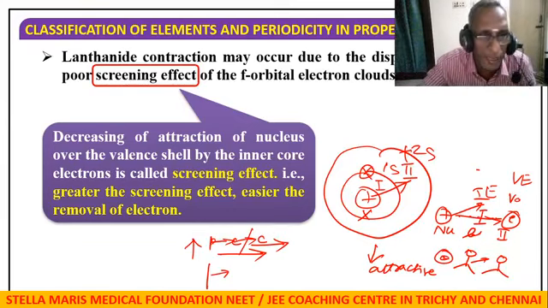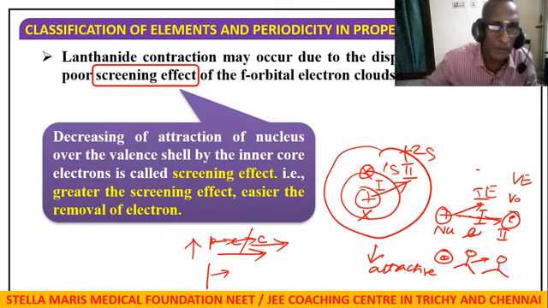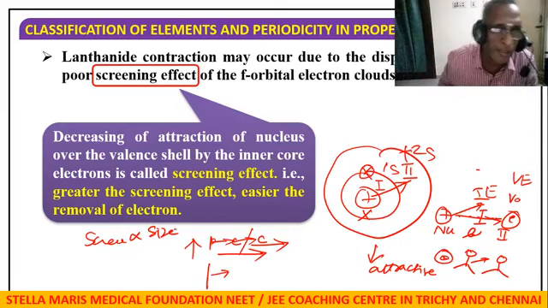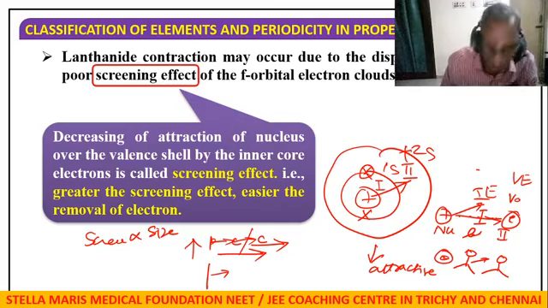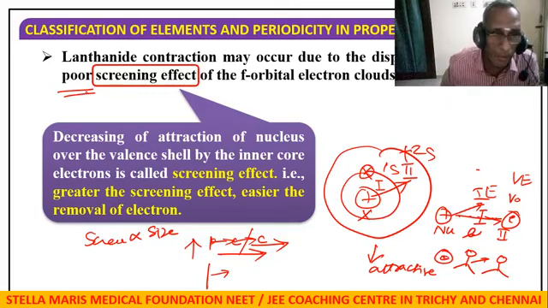So the higher the screening effect, the electron will easily move. If it easily moves, size increases. So screening effect is directly proportional to size. Higher the screening effect, higher is the size. But here the screening is lower. It is mentioned, you got to note, there is a poor screening effect. So that is why the size gets reduced.